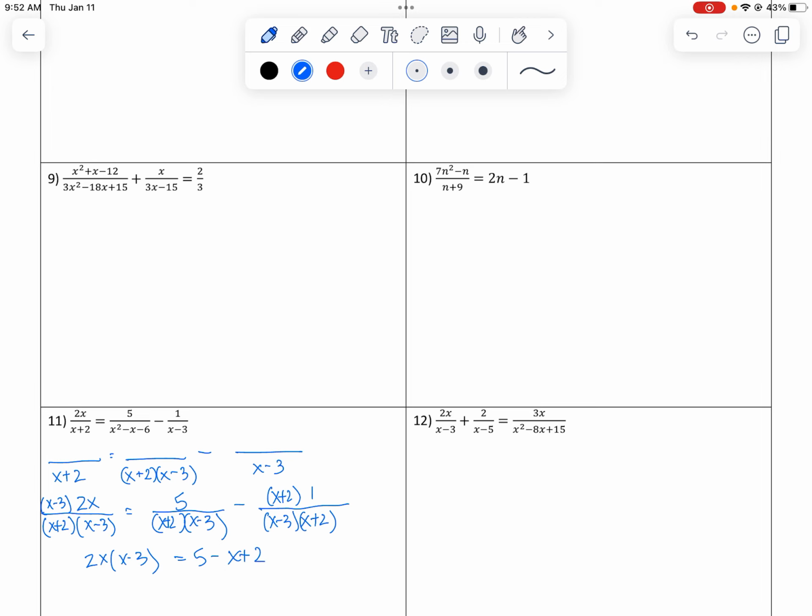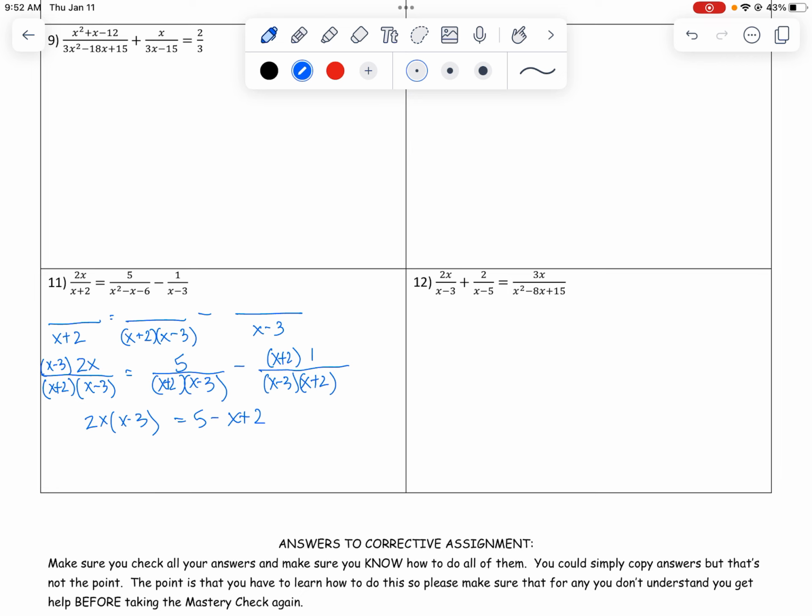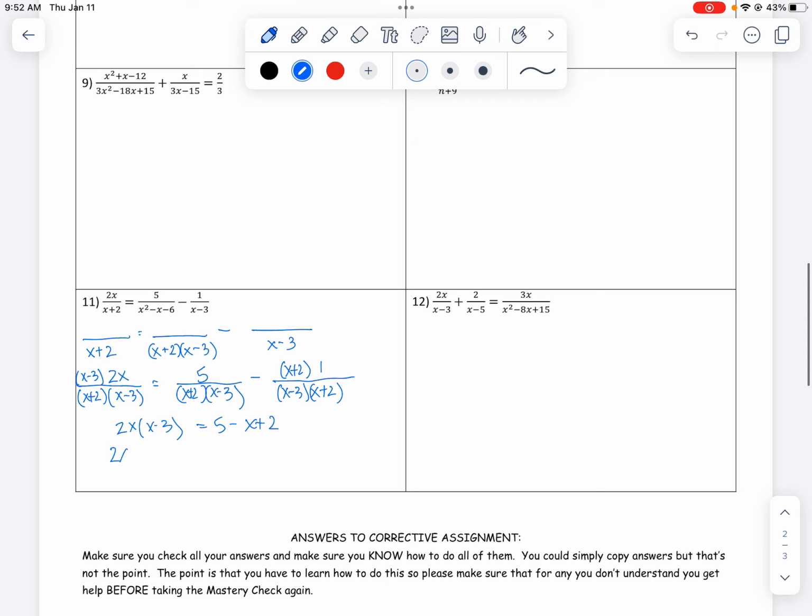And I'm off and running to try to solve this by combining like terms and factoring a quadratic. So let's see if I can do it this time. It looks like 2x cubed minus 6x. Let's see, we'll move everything over, plus x, and then 5 plus 2 is 7, so that would be minus 7 equals 0. So I've got 2x, that should be squared. Squared. Good job if you caught that. 2x squared, that would be minus 5x minus 7 equals 0.